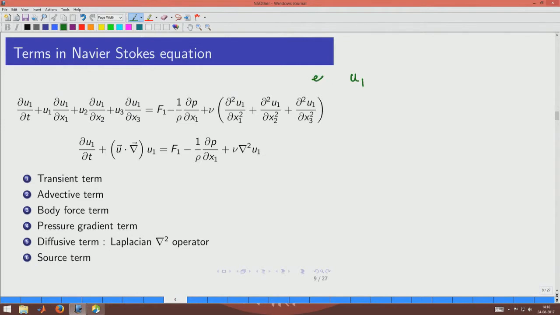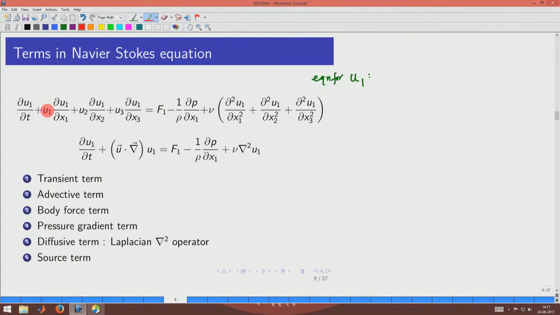So, this is the Navier Stokes equation for the u1 component, and for the u2 and u3 components you need to change the variable here. I am going to just show you here. So, u1 here, u1 here, u1 here, u1 here should be changed to u2, and then the u1 here and here should be changed to u2, and that will give you the Navier Stokes equation for the u2 component.